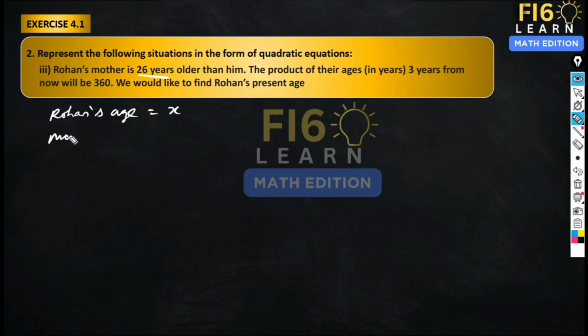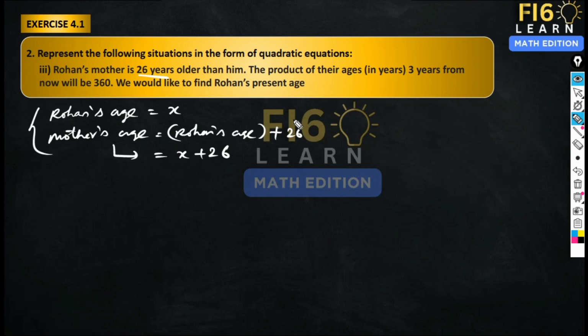So mother's age is Rohan's age plus 26, because she is 26 years older than him. As we assume his age is x, you can use that x here and 26 will be here. So this is her mother's age now. This is the present age of Rohan and his mother. Now you can check the second line in the question. The product of their ages 3 years from now will be 360. Now we have to find the age of Rohan and his mother after 3 years.